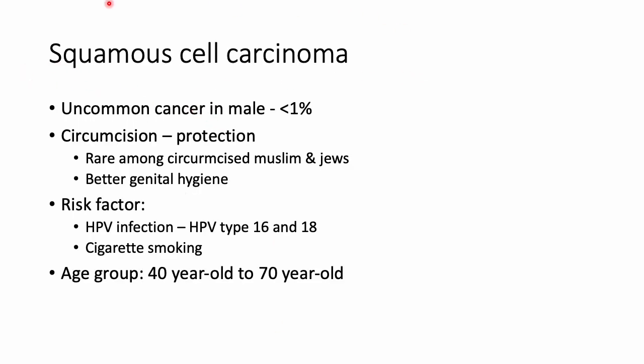And the next is carcinoma or malignancy of the penis. It is caused by squamous cell carcinoma. This is an uncommon cancer in males, usually less than 1%. Circumcision is a mode of protection, because we rarely find cases of squamous cell carcinoma in Muslims, Jews, and people who practice circumcision, and also in persons with better genital hygiene, who wash their penises properly.